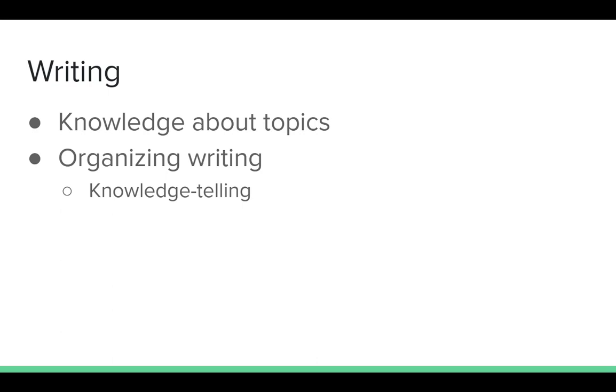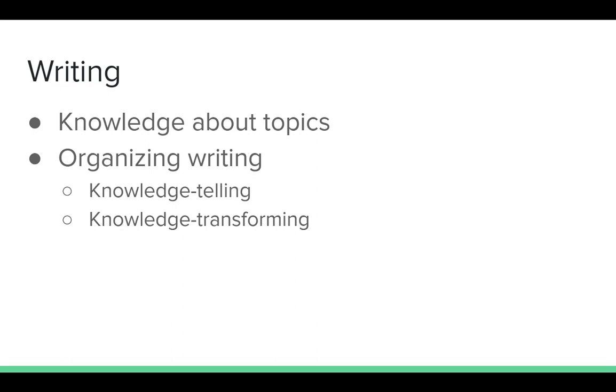They're not putting any structure or thought into their writing. A more advanced strategy is called knowledge transforming. Children start to use this at the end of elementary school, so getting toward puberty. They decide what information they want to include and how to organize it to make a point.